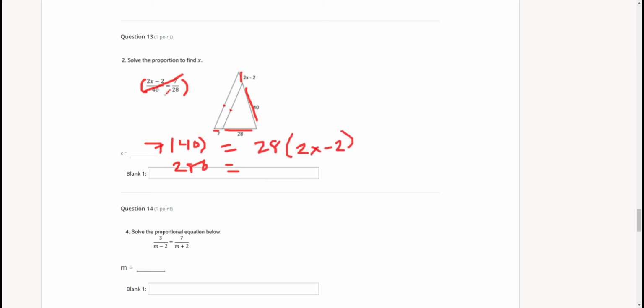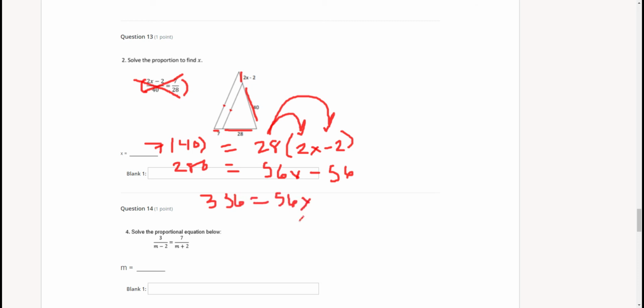And then you're going to do 28 times 2x minus 2. So 28 times 2x and 28 times minus 2. That's what you did last Wednesday when I was out. So 28 times 2 is 56, minus 56. So 280 plus 56 is 336. And then divide by 56.